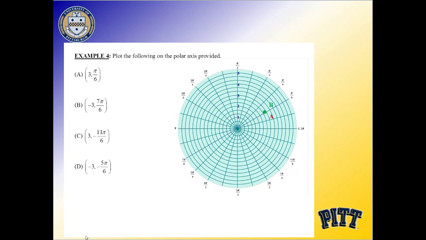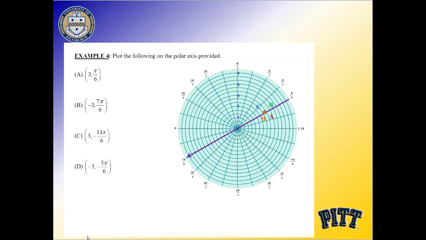3 comma negative 11 pi over 6. Well, negative 11 pi over 6 would put me right here where pi over 6 is. Those are coterminal angles. If I move 3 radii out there, it puts me in the same position. And likewise, if I do negative 5 pi over 6, which we already talked about is coterminal with 7 pi over 6, and I move negative 3, which means, again, the center being 0, I'm moving away from the arrowhead to be negative. That puts me there.